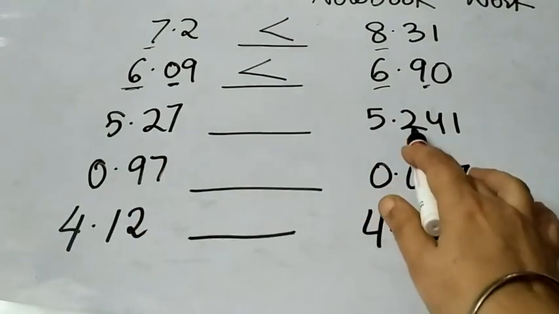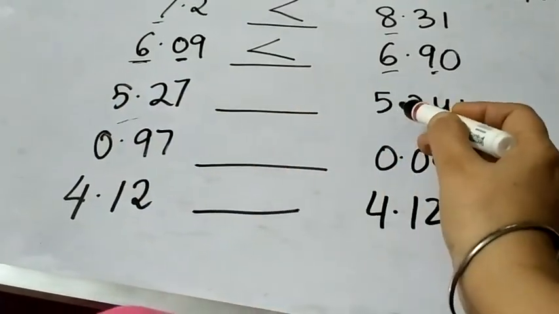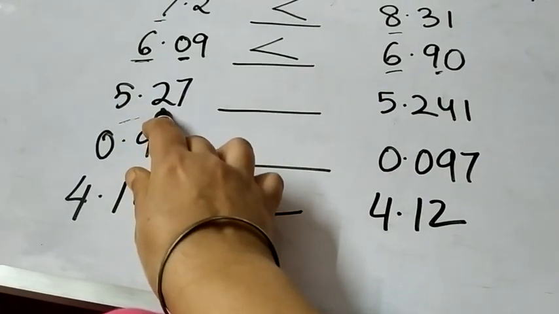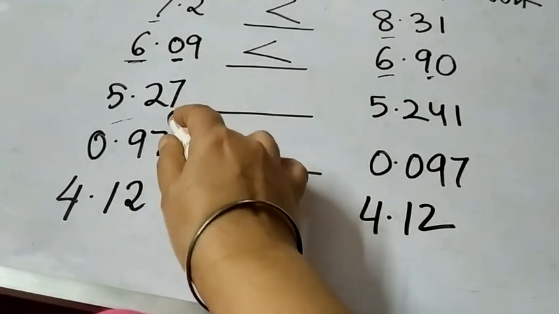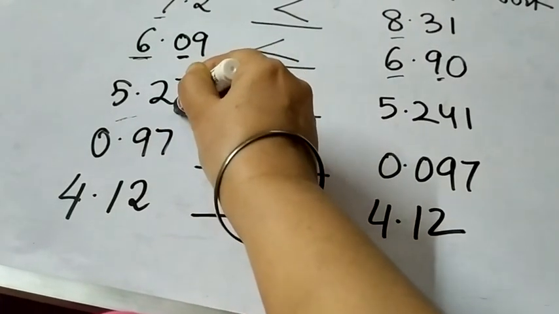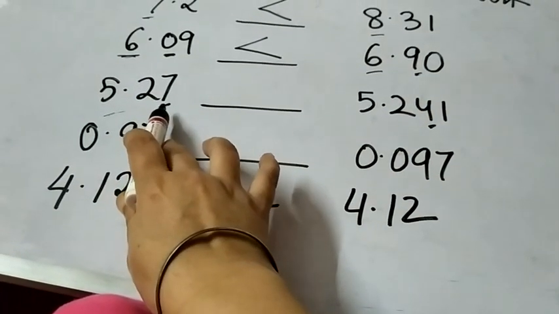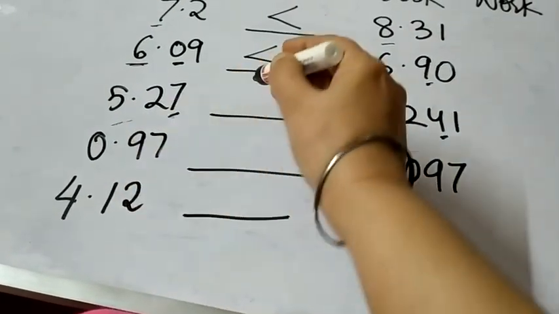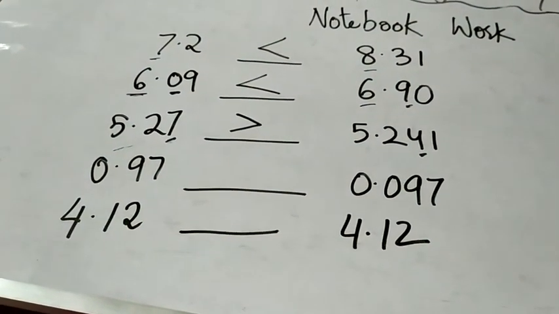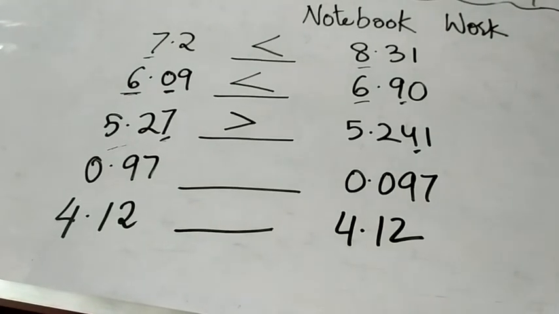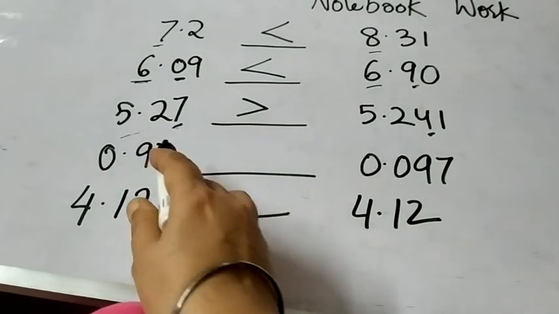So next one, 5.27 and 5.241. The whole parts are the same. 5, both are having 5. Then after the decimal is 2. Here is also 2. Again the same. So we will move on to the further digit. We have to keep comparing till we get different digits. Here it is 7, here it is 4. So this number is bigger because 7 is bigger. So 5.27 is bigger than 5.241.